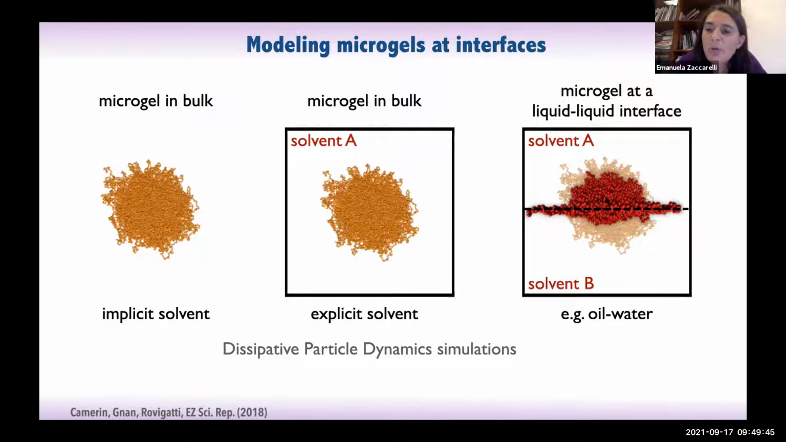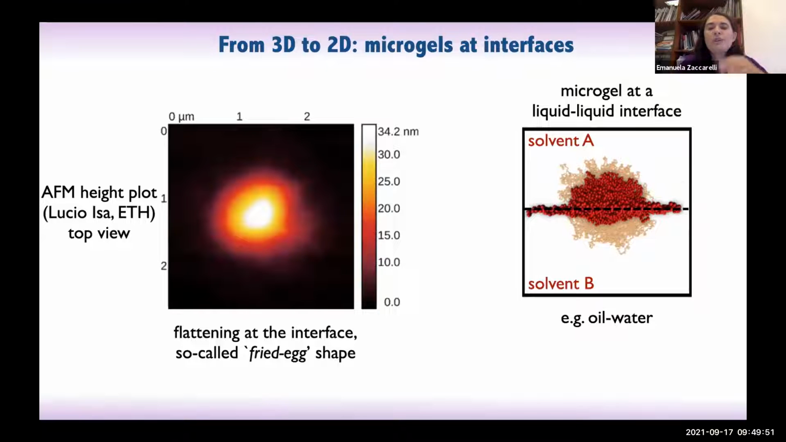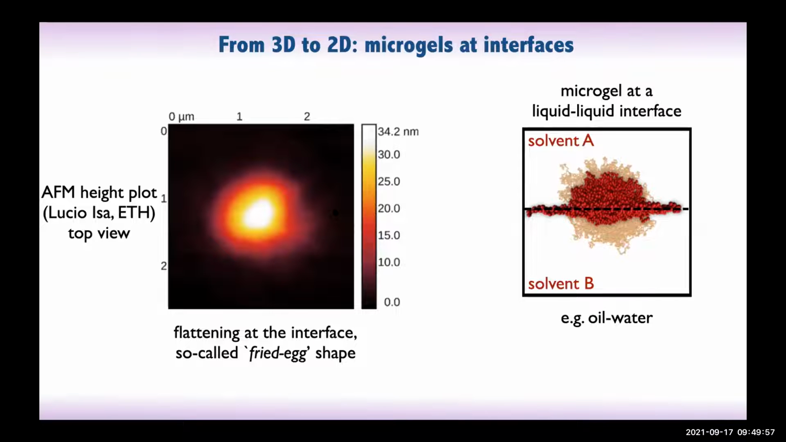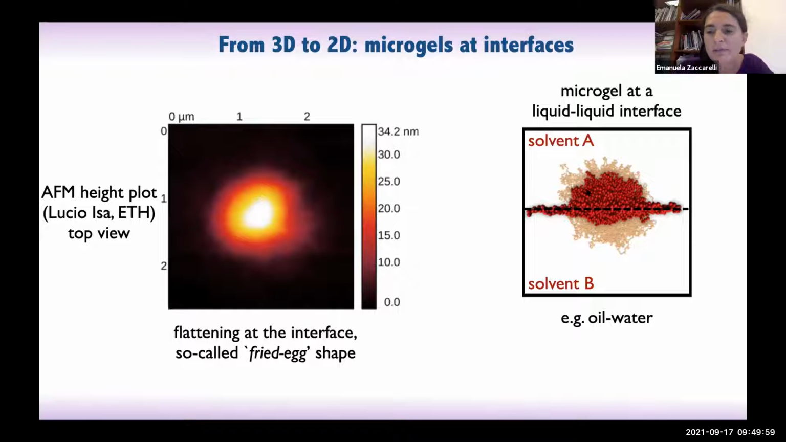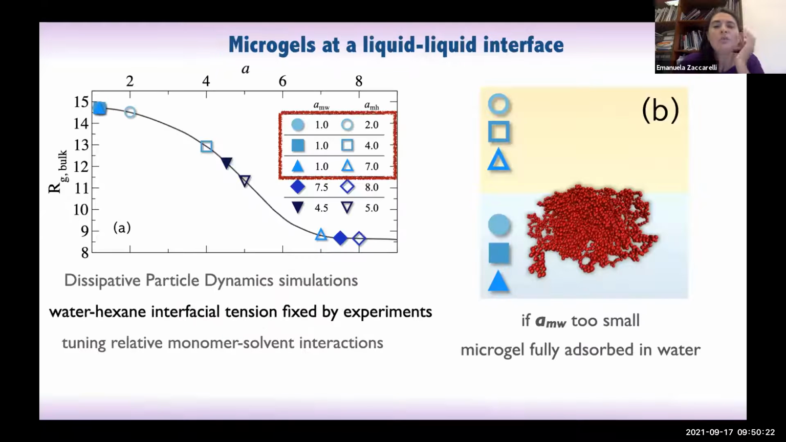And then we now put two solvents with different affinity to the monomers, and we want to see how the microgel deforms at the interface. The typical configuration that the microgel adopts is called the fried egg shape, because it flattens completely at the interface and it develops a kind of fried egg, where the core is due to the core-corona structure, which of course we can reproduce, because we have a core-corona structure in the preferred solvent, typically water. And this is an AFM plot taken by Lucio Isa, which illustrates this also in the direction perpendicular to the interface.